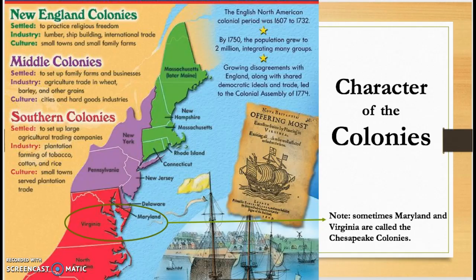Advancing the slide, what we see here is a really handy map that can show you the differences between the New England colonies, the Middle colonies, and the Southern colonies. Do make sure to note that sometimes Maryland and Virginia are called the Chesapeake colonies, so if you hear that phrase used, just understand where it refers to. If you'd like, this might be a good time to pause this short lecture and take a look at what the image has to say about these different colonies.